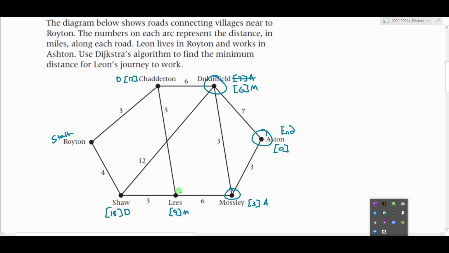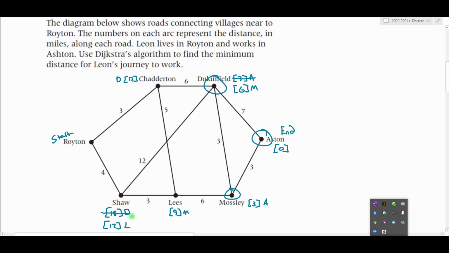I've got 3 edges coming out of Lees. This one goes back to a visited city. This one goes up to Chatterton, right? So I got 9 plus 5, which is 14. Well, the other route was quicker, so I'm not going to replace that one. And then 9 plus 3 here is 12. So I can get to Shaw in 12 miles if I go through Lees.